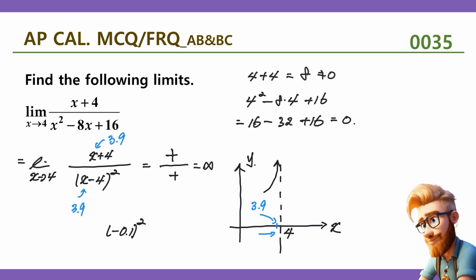What about from the right-hand side? Right-hand side, let's substitute a value a little greater than 4. So 4.1, I guess, for x. Okay, 4.1 plus 4, that's also positive, right? 4.1 minus 4, that's 0.1. 0.1 squared is also positive. Again, positive over positive, right? So that's positive. So from the right-hand side, the function approaches positive infinity.